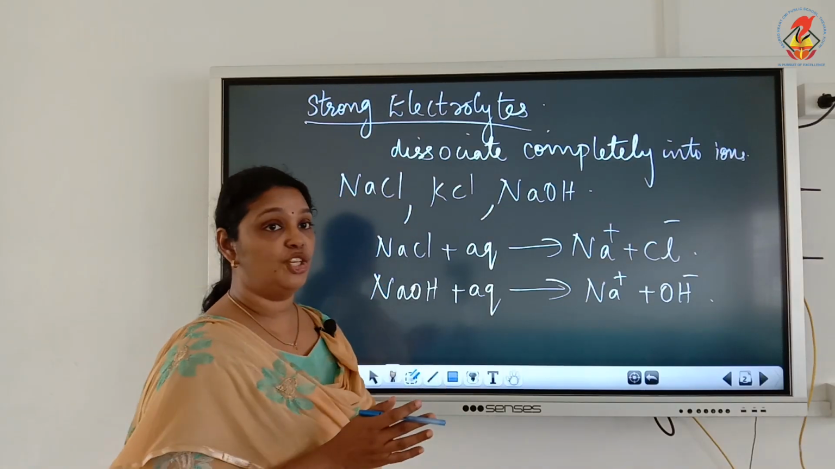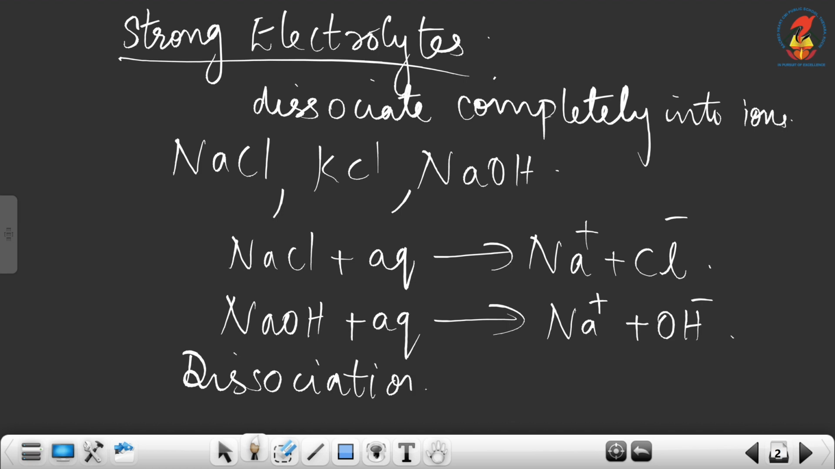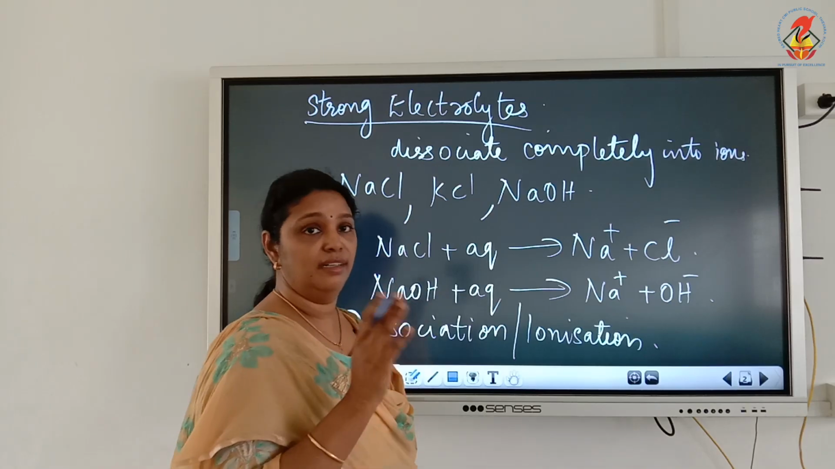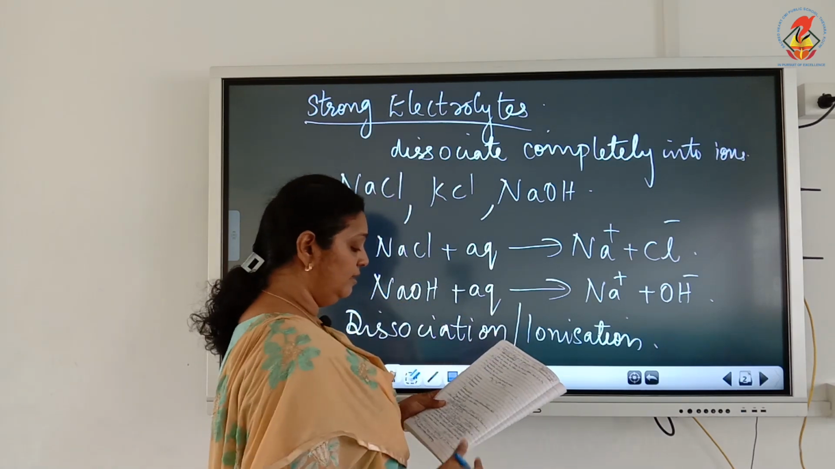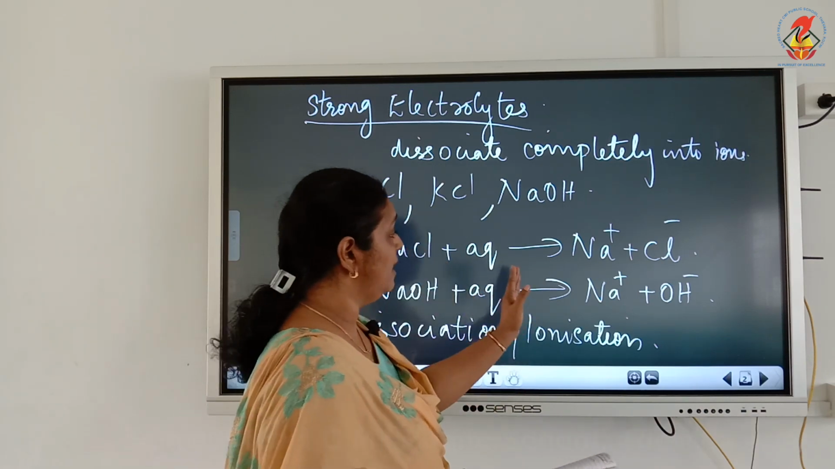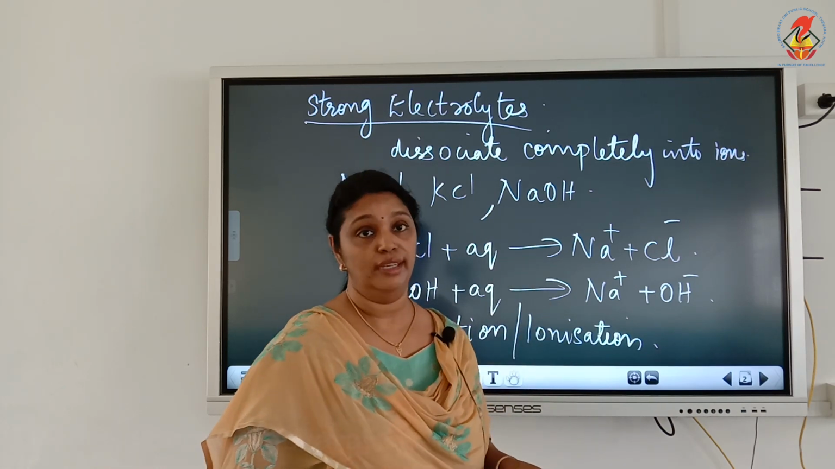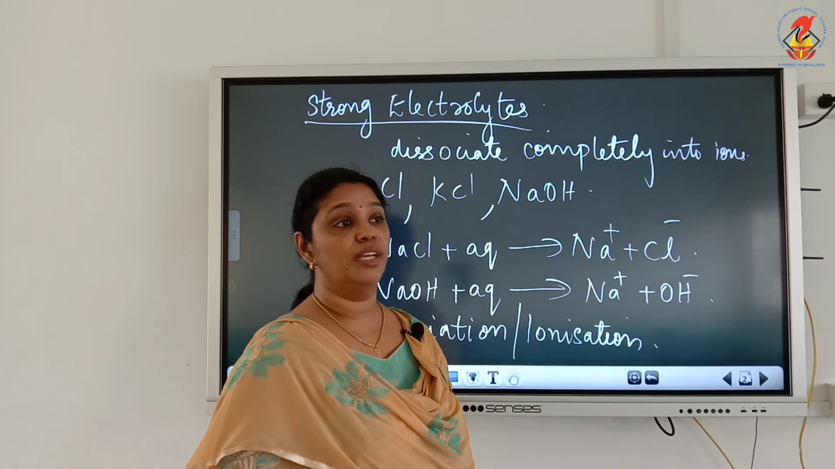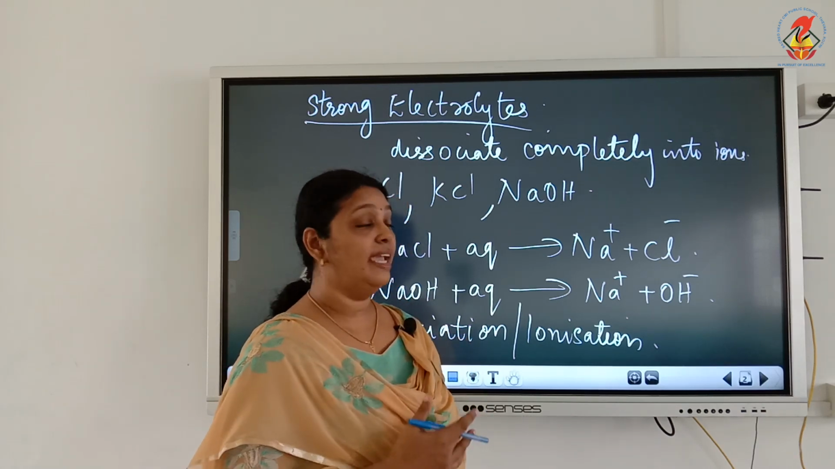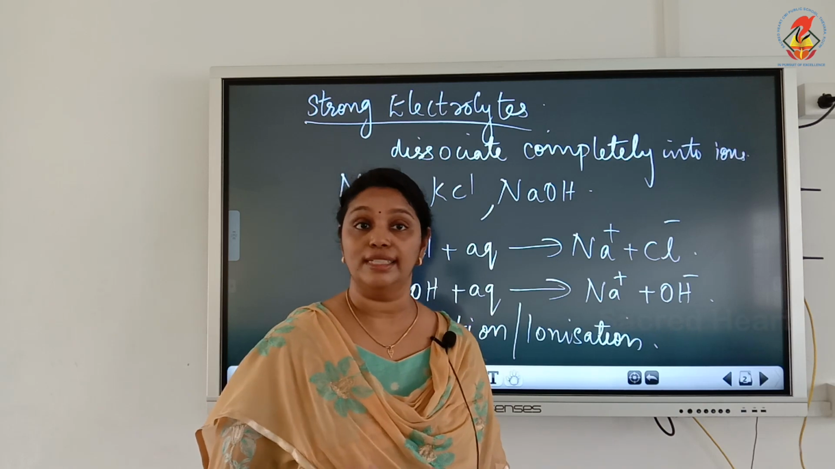Now here the dissociation or ionization, both terms mean the same, so I will use both the terms. Both mean the dissociation of electrolytes into ions. Since it is completely dissociated into ions, we put only a single arrow. This is not a reversible reaction. This is a complete dissociation, so we give only a single arrow. So this is about strong electrolytes. What are strong electrolytes? Electrolytes which dissociate completely into ions in aqueous solution. They are strong electrolytes and they are very good conductors of electricity.